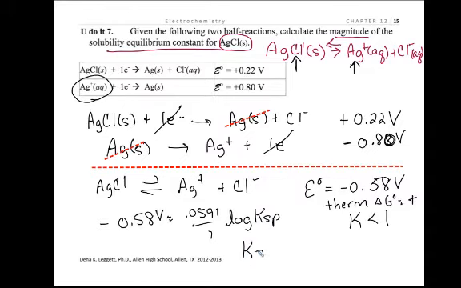So if I did my algebra right, please always double check my algebra, 10 to the minus 9.81. And I do get a K that's much less than 1. In other words, I'm not going to make much product. I didn't expect to. There are thermodynamic barriers to making lots of product. Okay? So that's how we would link all this to Ksp.